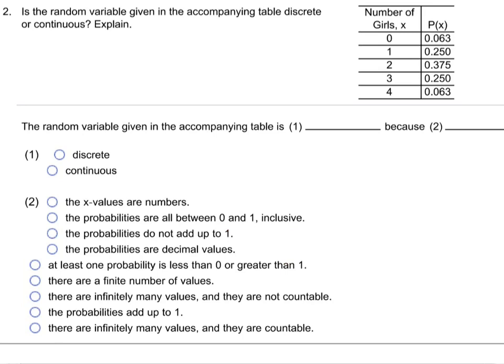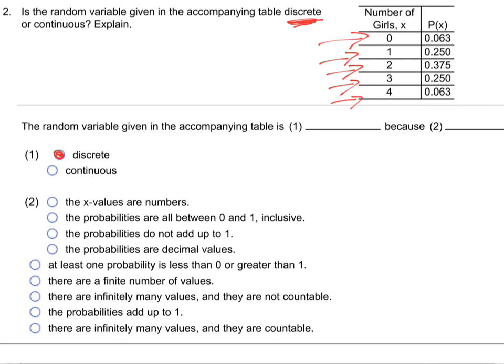What's it saying? Is the random variable given in the table discrete or continuous? Yeah, remember we talked about that? So basically you want to ask yourself, could the values be any number or are they only fixed numbers? Only fixed numbers, right? You can't have 2.5 girls. You either have 0 girls, 1 girl, 2 girls, 3 girls in the births, right? They can't be any number. It's just got to be those integers. So that is discrete.